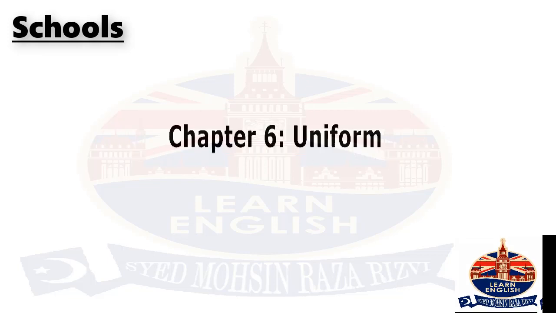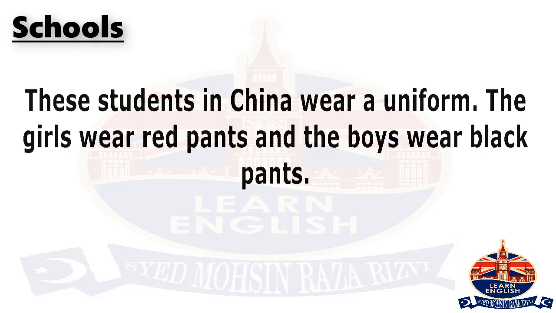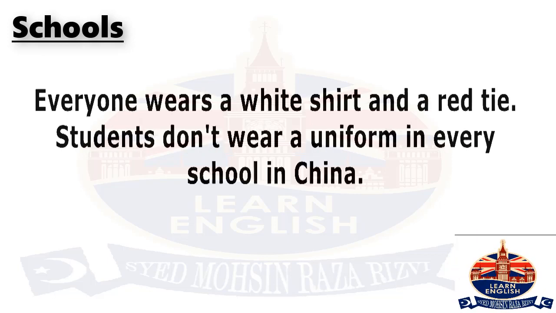Chapter 6. Uniform. These students in China wear a uniform. The girls wear red pants and the boys wear black pants. Everyone wears a white shirt and a red tie. Students don't wear a uniform in every school in China.